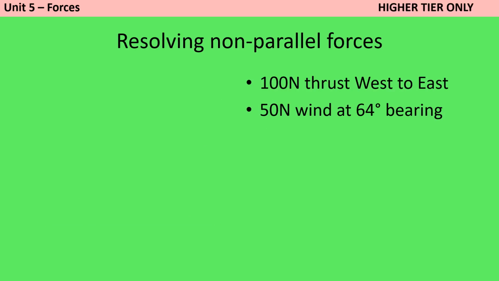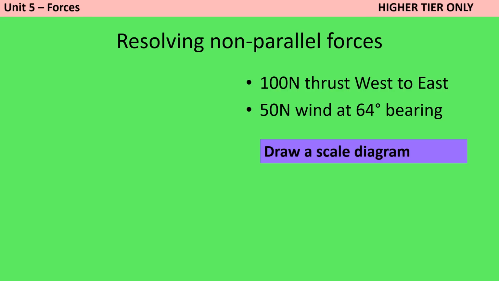Now, for the higher tier, you may have quite complicated questions where you need to draw a mathematical diagram in order to be able to split up non-parallel forces. So, for instance, we might have a question that tells us that I have 100 newtons thrust going from west to east, and then a 50 newton wind at a 64-degree bearing. This is why you must have a protractor for your paper 2 for physics.